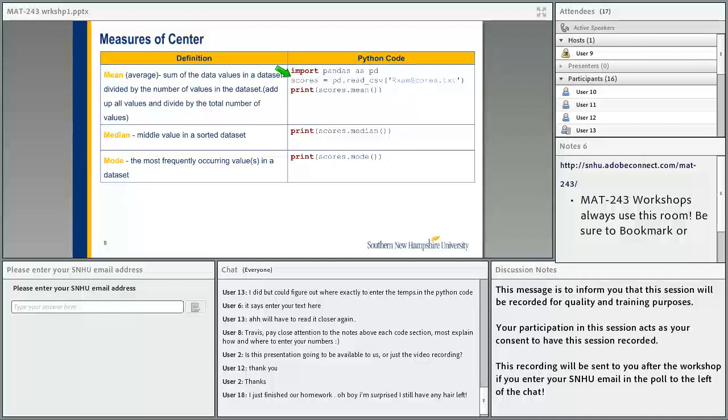So what would be the Python code to do this? So we have to first import the Pandas library. The Pandas library is also called the Python Data Analysis Library. It's one of the most preferred modules or libraries that we can use for statistical computations. So you will see as we go through the course, we will be using Pandas very often.